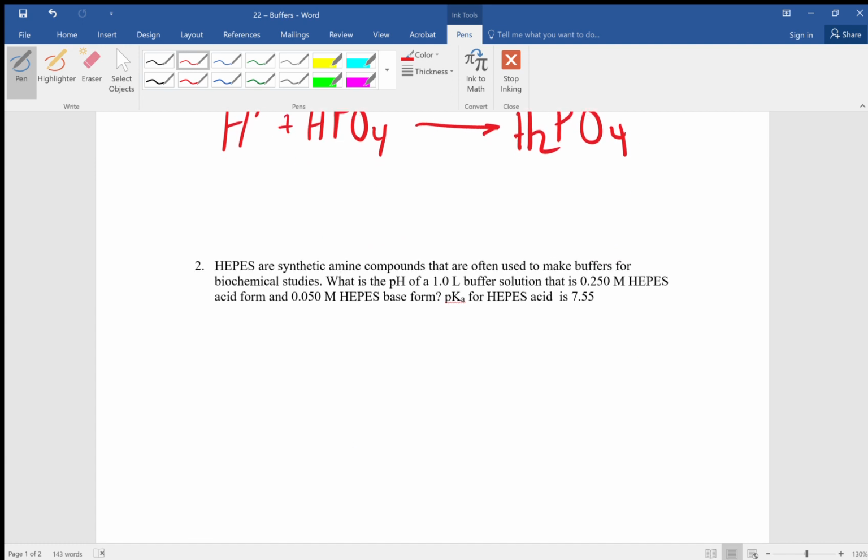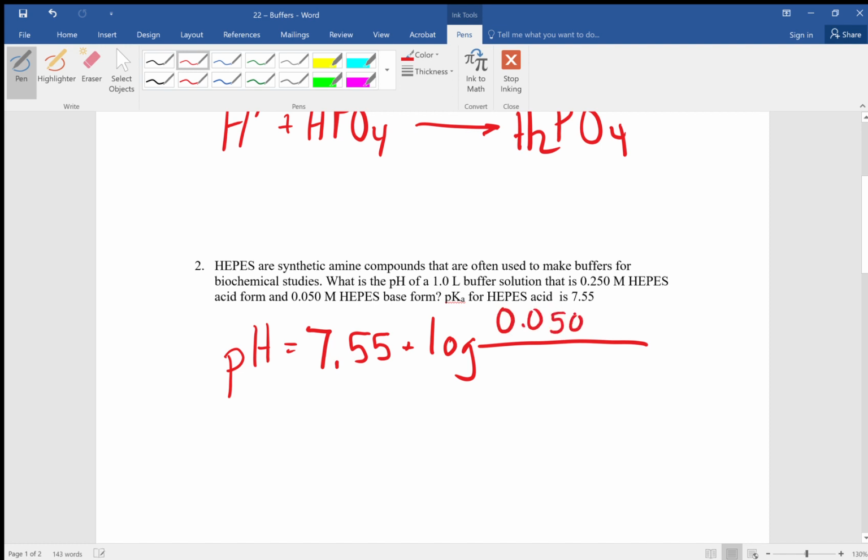All right, question 2. We're trying to calculate the pH of a buffer system given some information. And this means we need the Henderson-Hasselbalch equation. pH is equal to pKa, which is given to us as 7.55, plus the log of the concentration of the base, that's 0.050 molar, over the concentration of the acid, 0.250 molar.